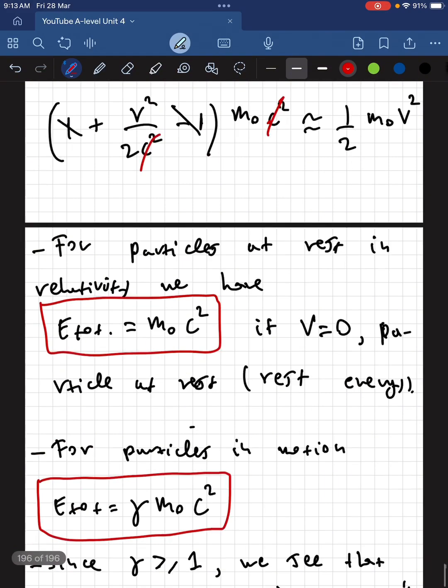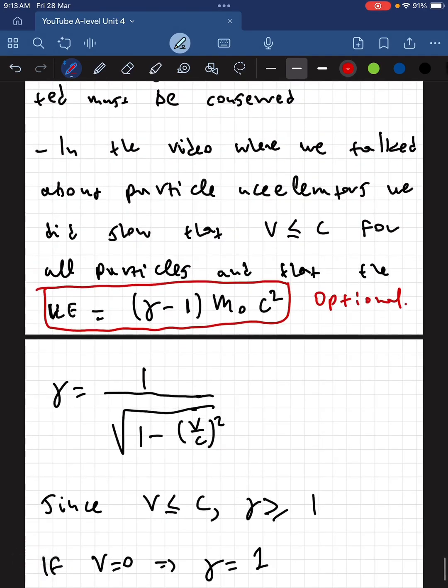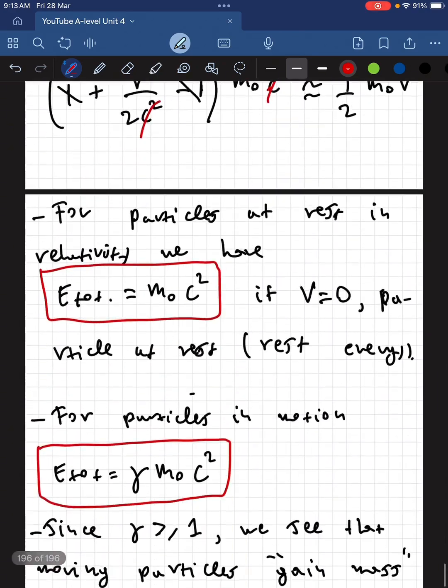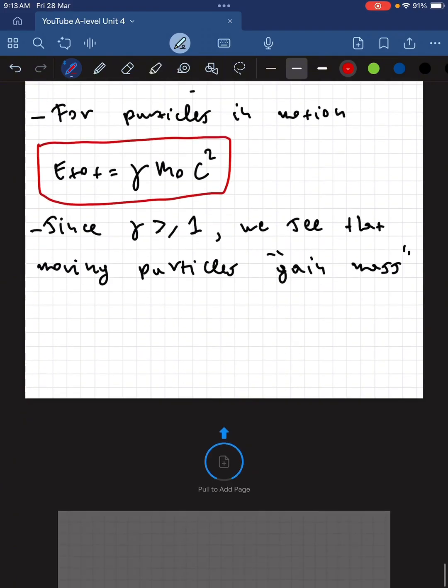And also, remember that earlier I told you that the kinetic energy is gamma minus 1 mu c squared. Let's go see why. Okay, so here we talked about the total energy, the way it's defined in relativity.